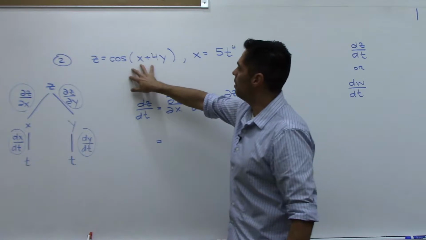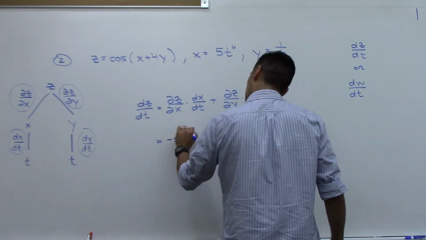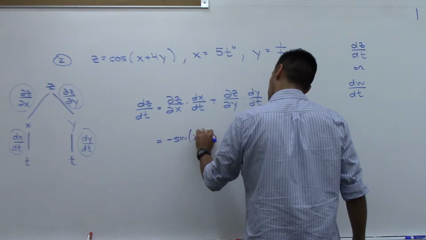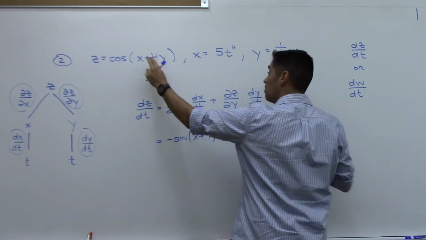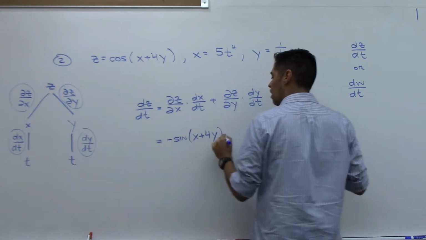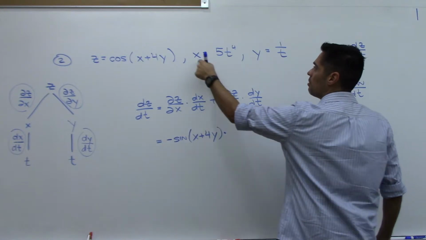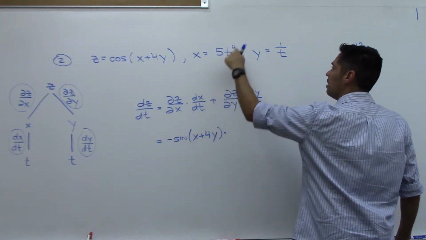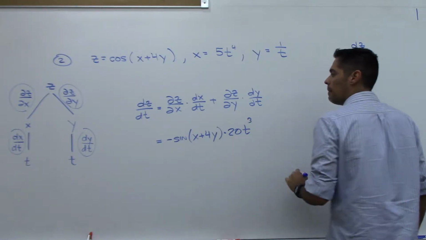So I'm going to come up here, derivative of cosine of something is negative sine of that something times derivative of what's inside with respect to x. So 1 plus 0, so just 1. So there's a 1 next to that. Times dx/dt, so come over here, take derivative of x with respect to t. 4 drops out, so 20t to the 3rd.